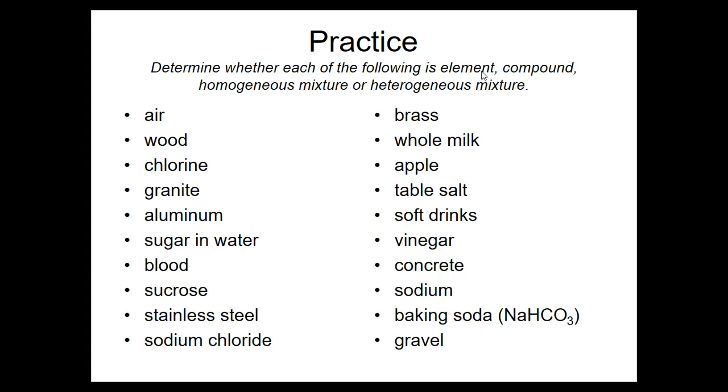So if they're an element, you need to use your periodic table to see if you see it on your periodic table. That should easily identify your elements. Your compounds, you're going to usually see a formula there, or you might know from your experience that it's a compound. If they're not a pure substance, then you need to see if they're a mixture.